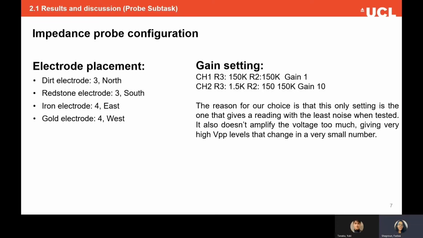For the gain settings, the reason for our choice is that this setting gives a reading with the least noise when tested. It also doesn't amplify the voltage too much, giving very high VPP levels with negligible increases.